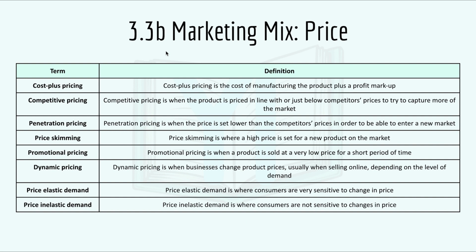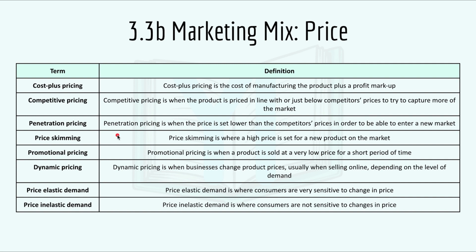And lastly, here are some definitions for 3.3b, marketing mix for price. Cost plus pricing is the cost of manufacturing the product plus a profit markup. Competitive pricing is when the product is priced in line with or just below the competitors' prices to try to capture more of the market. Penetration pricing is when the price is set lower than the competitor's price in order to be able to enter a new market.